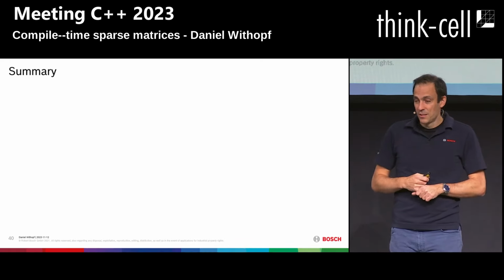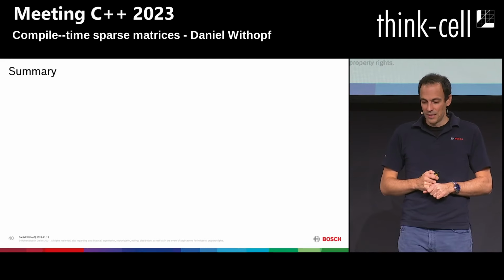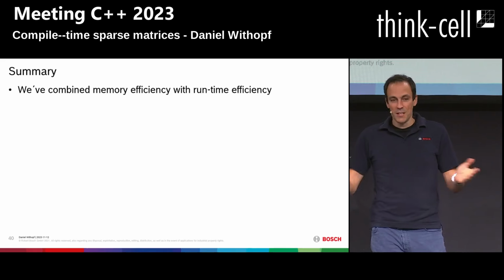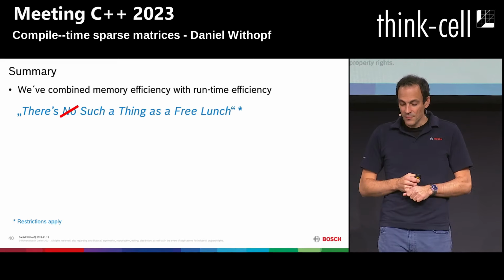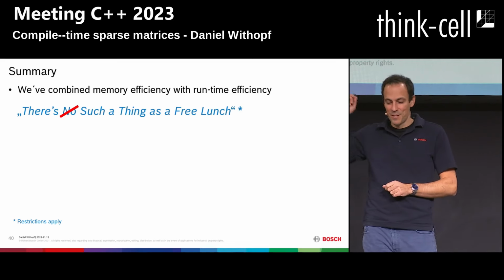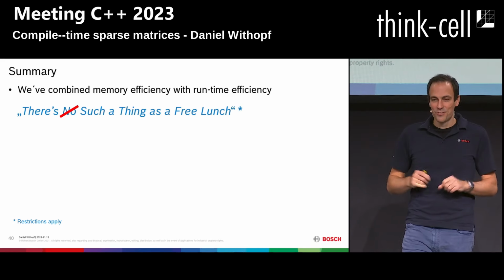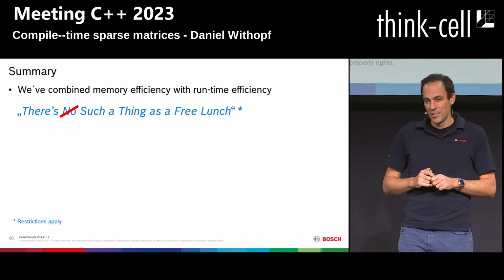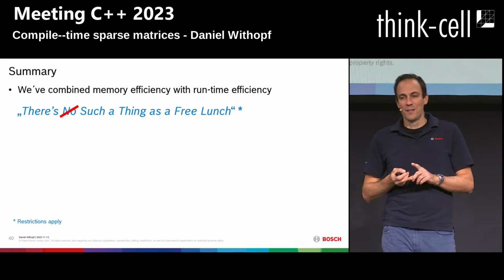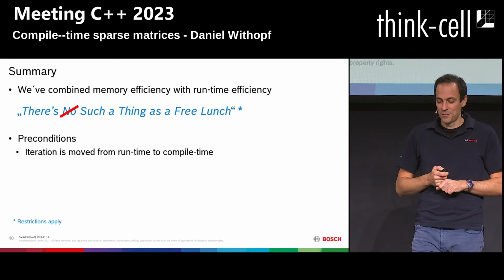Because that already brings me to the summary, and then we hopefully still have time for a few questions if there are any. So what we've done today, we've combined memory efficiency with runtime efficiency. We've partially invalidated the famous saying here, there's no such thing as a free lunch. So we can get a free lunch in certain situations, but of course, restrictions apply, so please read the fine print. You always should benchmark on your machine, know your problem domain, if it's actually worth it, if you really have sparse matrices. So it's always a trade-off, of course.